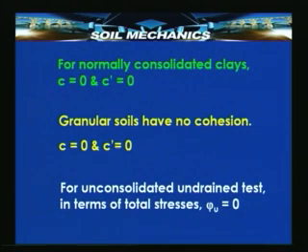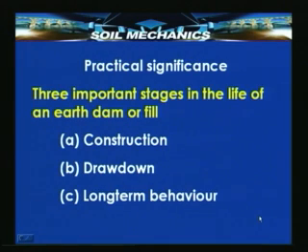Finally, we can make a statement that C is equal to 0 and C dash is equal to 0 for a normally consolidated soil in a fully drained test, and for granular soils also C equal to 0 and C dash is equal to 0, but in an unconsolidated undrained test phi u equal to 0. We will see the practical significance of this in the next lecture.